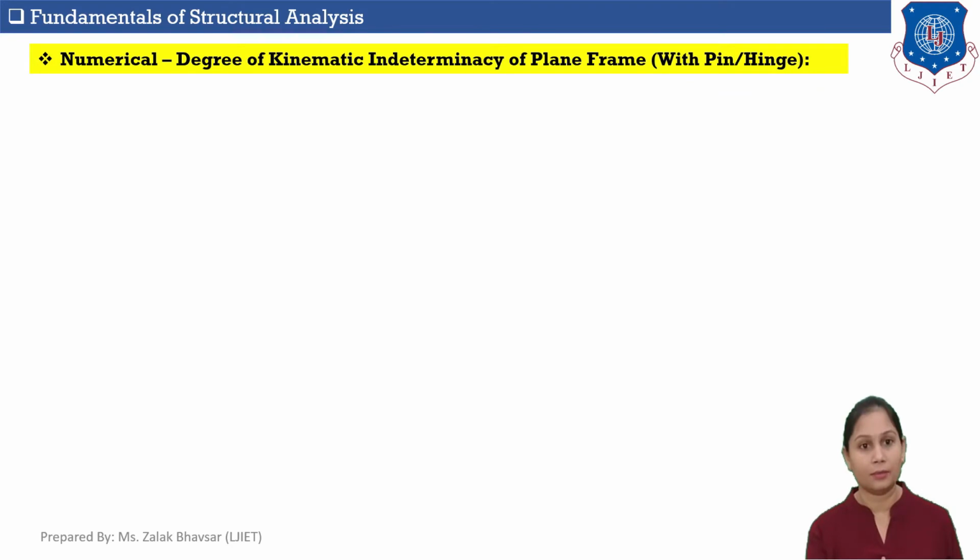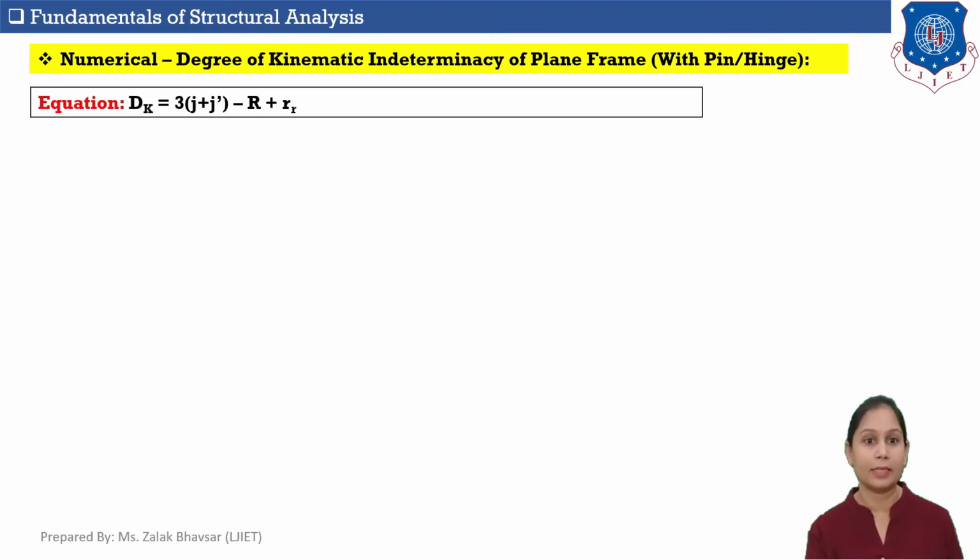Now let's solve a numerical to calculate degree of kinematic indeterminacy of a plane frame with pin or hinge. Here is the equation to calculate DK. So DK is equal to 3 in bracket J plus J dash minus capital R plus RR, where J is number of joints, J dash is number of pins or hinges, capital R is number of reactions and RR is number of members connected to pin minus 1.